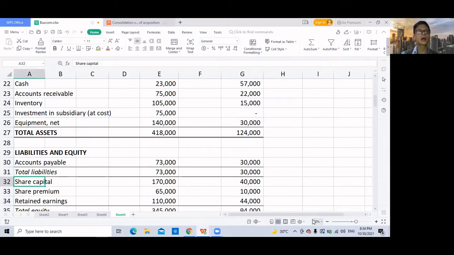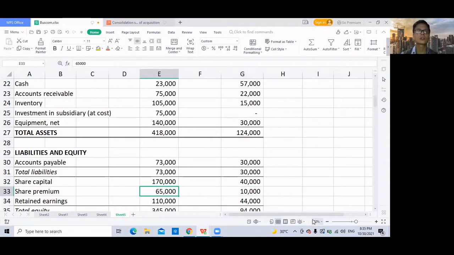Okay, so and then we have here yung share capital for JFC that's 170,000 and for CK that's 40,000. Share premium, okay, ito yung additional paid-in capital, no? 65,000 for JFC and for CK that's 10,000. Okay, ito yung pag bumili ka ng stock above par, no? Okay, yung par value ng stock, ito yung nag-a-appear dun sa stock certificate, no? Okay, so pag binili mo ng higit pa doon, ito yung tinatawag na share premium, no?